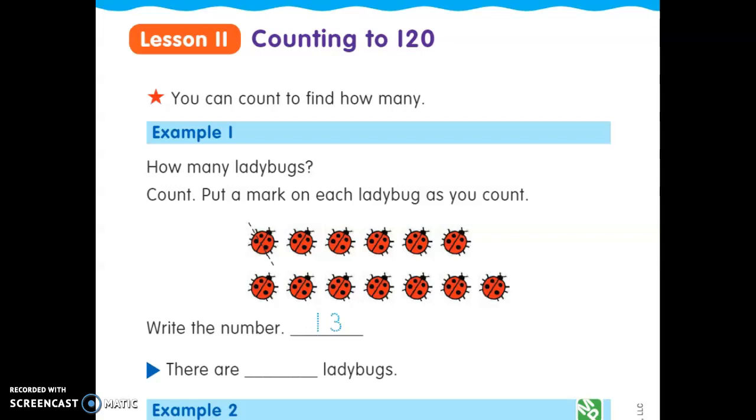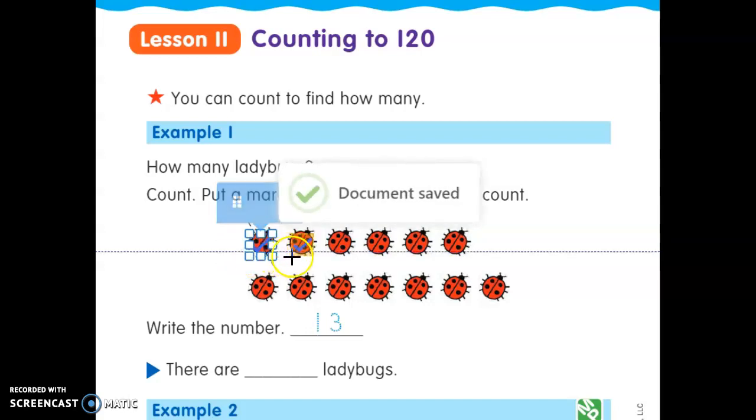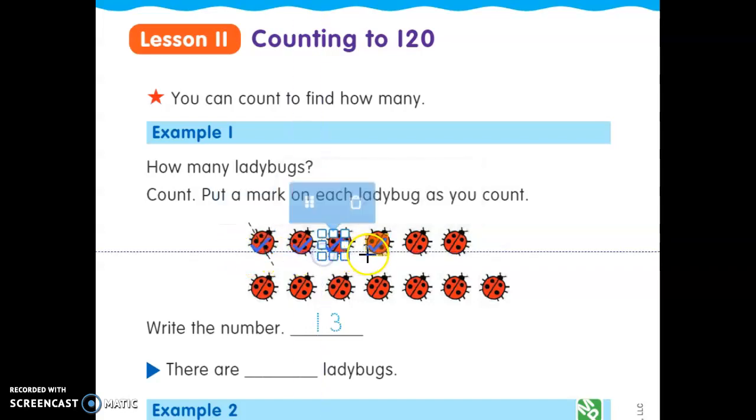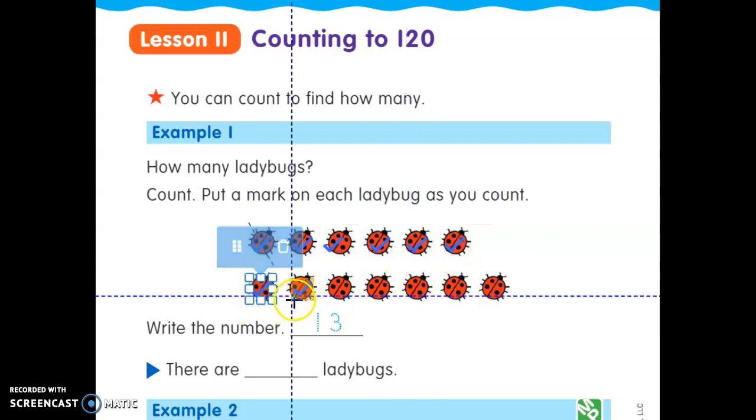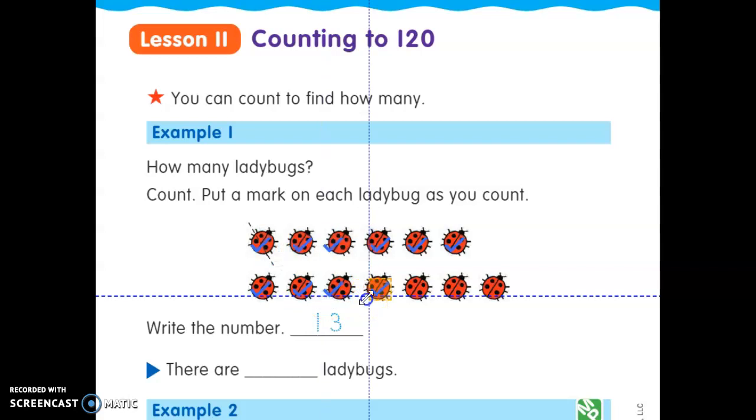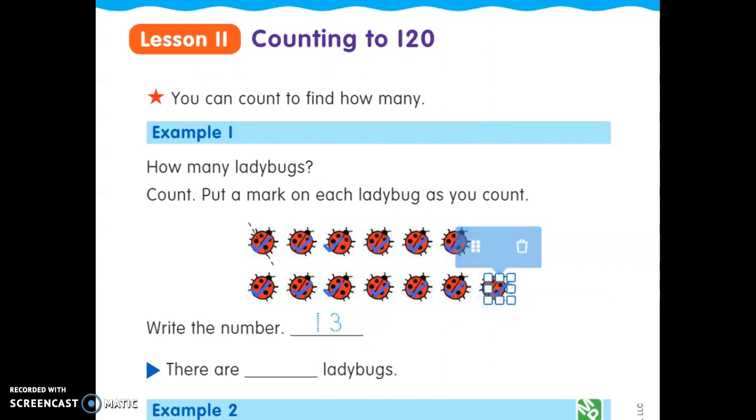I am going to be putting check marks on each ladybug as I count them. So let's count them together. 1, 2, 3, 4, 5, 6, 7, 8, 9, 10, 11, 12, 13. So I counted 13 ladybugs and I made sure that I put a check mark on each so that I know I counted it and I didn't miss any.